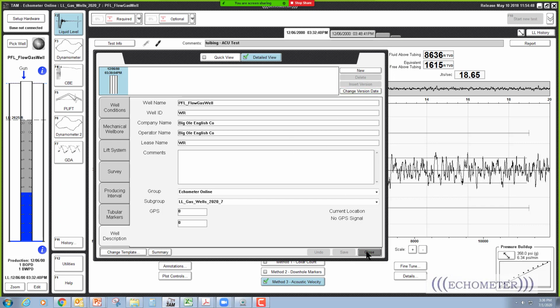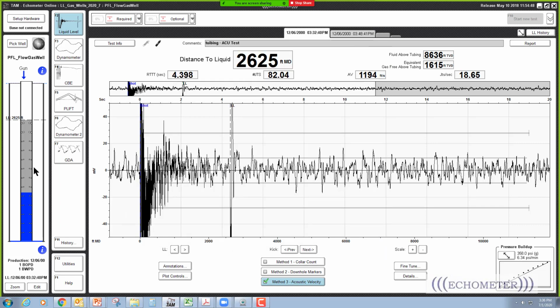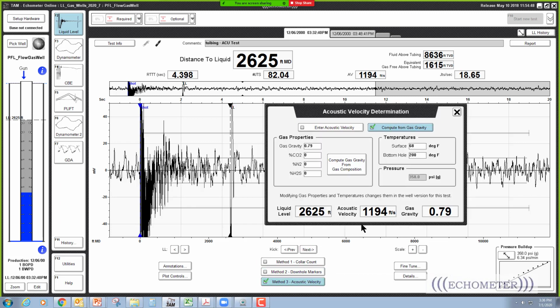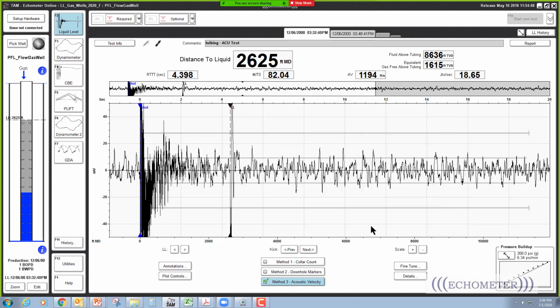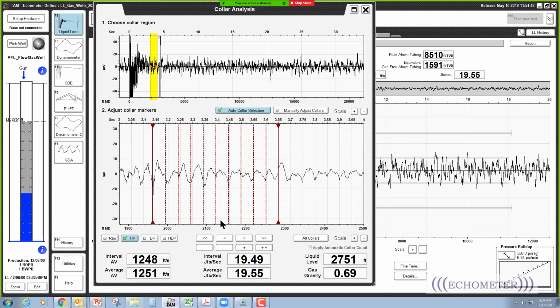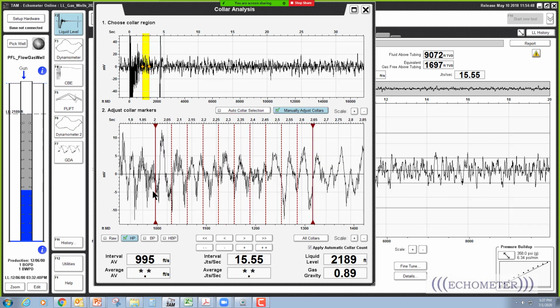I just want to show you the oil and water percent. Now, when you look, this is shot down the tubing, and it looks like we're using the acoustic velocity method. If we click on acoustic velocity method, it's saying it's a 0.79 gas gravity. If I were to count collars, I think I could probably count collars on this shot. It does a pretty good job counting collars, and you can see collars pretty well here.